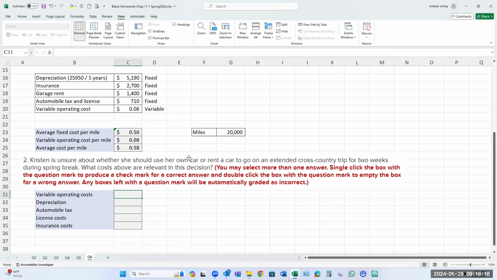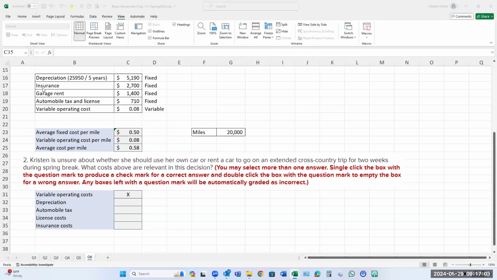So, variable operating costs. Obviously, if she drives her own car, then gas and oil and all of that will change. So that one is relevant. Depreciation, that is a fixed sunk expense, so that is not going to change whether she drives her own car or rents a car. Taxes and licensing, she'll still have to pay that regardless of whether she drives her car on this trip or not. Licensing, same thing. She still has to pay that whether she drives her car on this trip or not. And insurance costs, same thing.